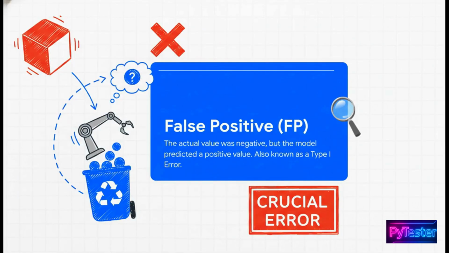Okay, now for the mistakes. First, we have the false positive. This is also called a type 1 error. This happens when our robot gets a little overeager. It sees a red cube, but mistakenly thinks it's a blue sphere and puts it in the blue bin. Oops, it predicted positive, but it was wrong.